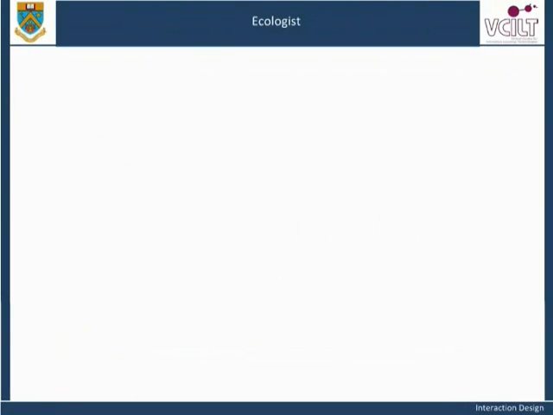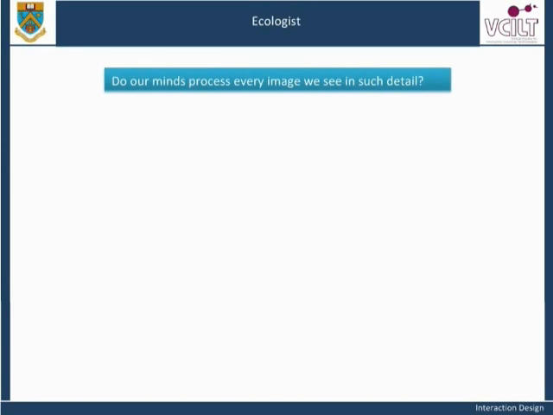There is a lot of evidence to support the theories of constructivist perception. In particular, the grouping laws of Gestalt theory have proven themselves in a wide variety of experiments and applications. But do our minds process every image we see in such detail? Whilst working on training fighter pilots in the Second World War, psychologist J.J. Gibson came to the conclusion that constructivism was not the whole story.